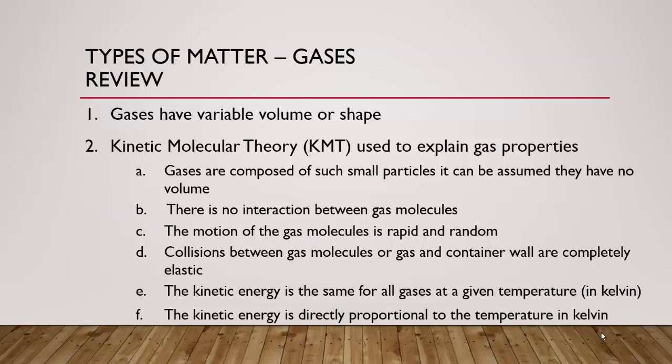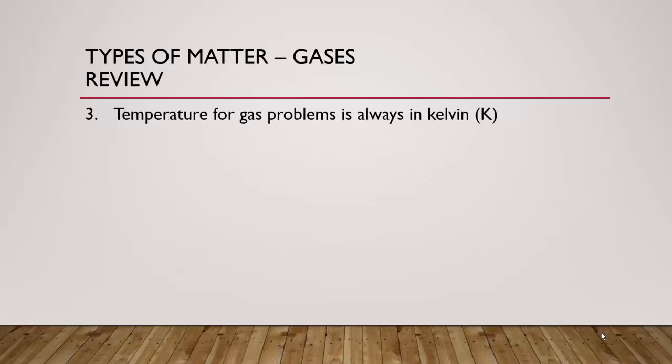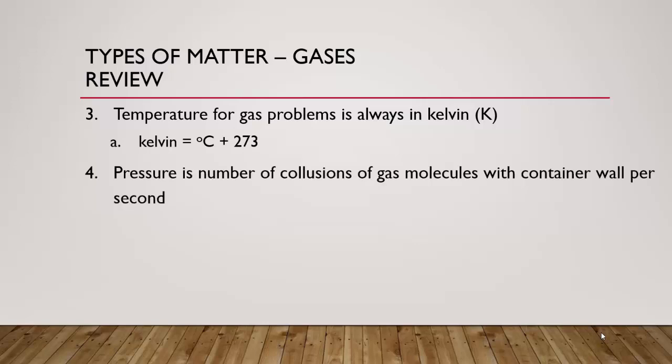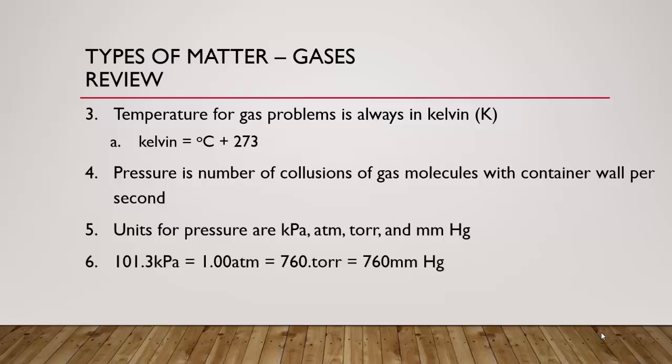The kinetic energy is directly proportional to the temperature in Kelvin. Remember, for gas problems, the temperature must be in Kelvin. Kelvin is the temperature in Celsius, plus 273. Pressure is the number of collisions of gas molecules with the container wall per second. And the units of pressure, which we will use, are kilopascals, atmospheres, torr, and millimeters of mercury. And here are the equivalency statements for all 4 of these pressure units.